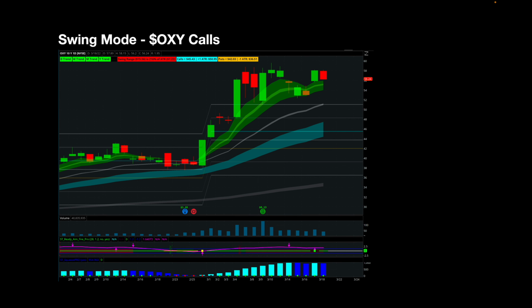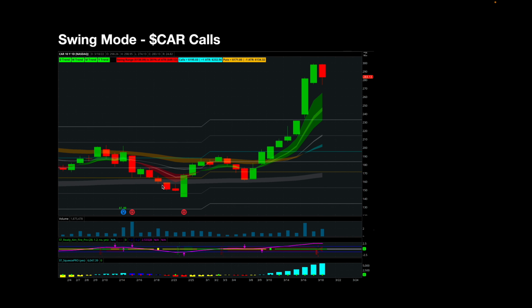Okay, so here's another one, swing mode, Oxy calls. Actually, before we go forward with that, I just want to show you here, you can see an example. Before the big move, you could actually take in some puts on CAR as well. So, interesting, works both ways.